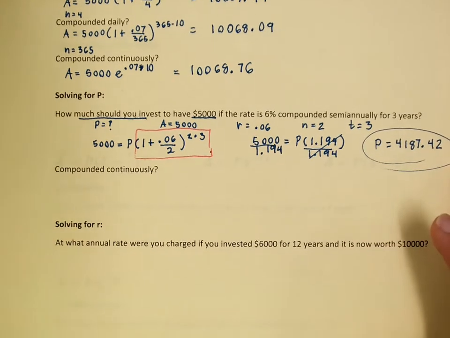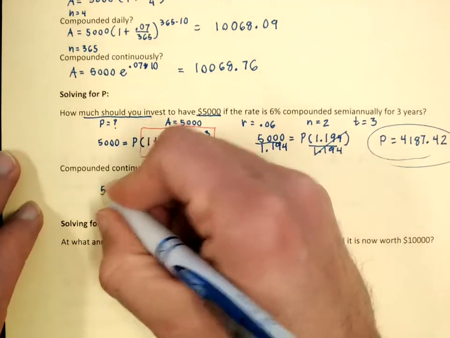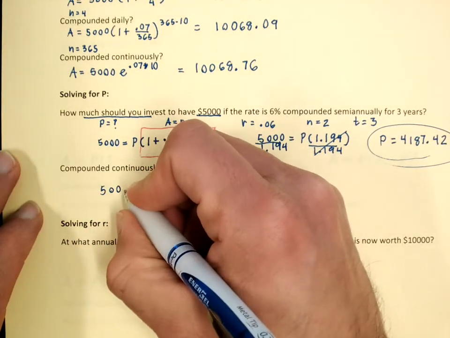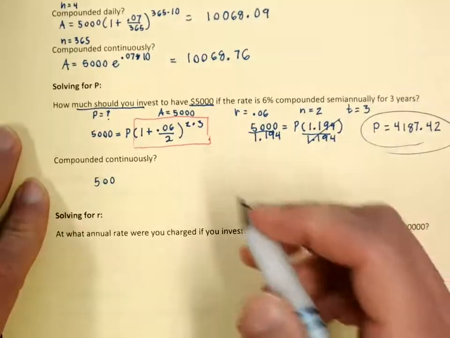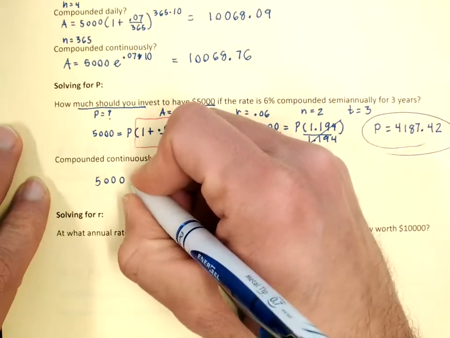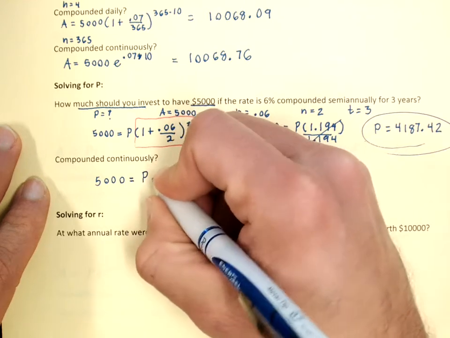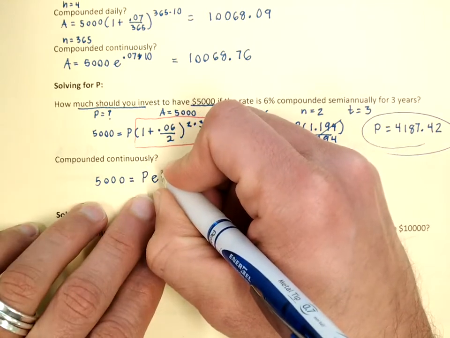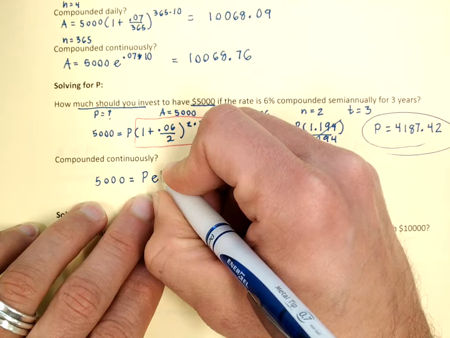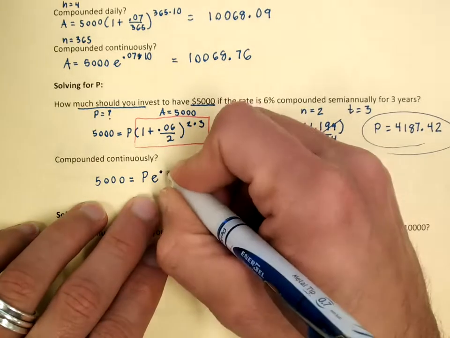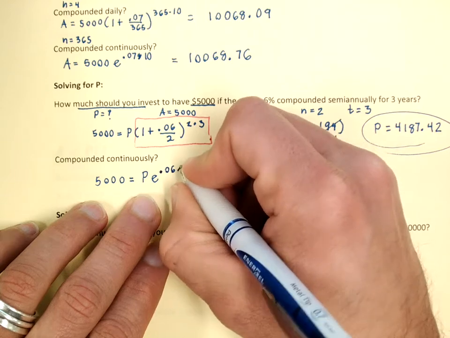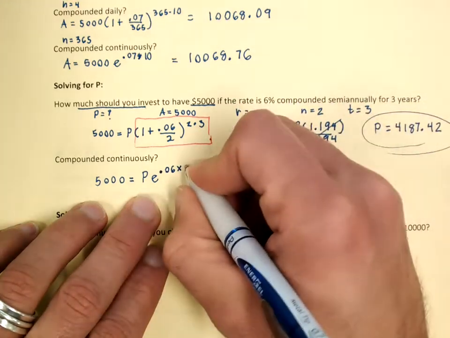Well, the first component continuously is going to be the same thing. Now the only difference is that I'm going to use a different formula. I'm going to be using this formula. The only thing I don't know is P. All right, so we have 5,000 is equal to PE to the R, which in this case is 0.06 times 3. Okay.